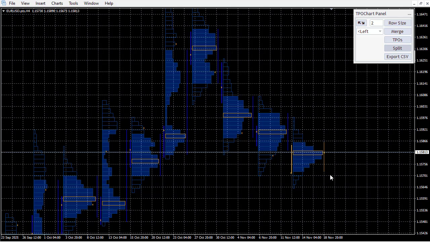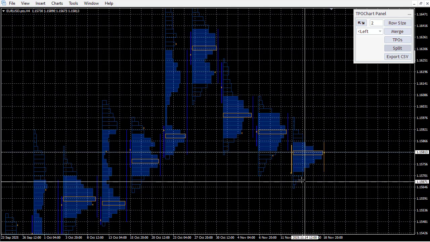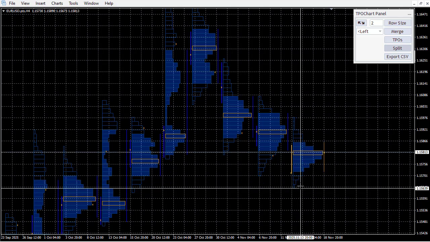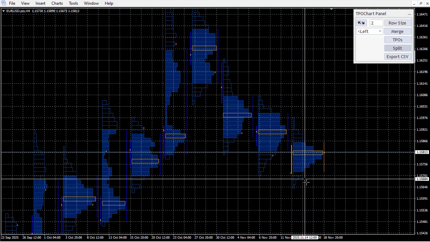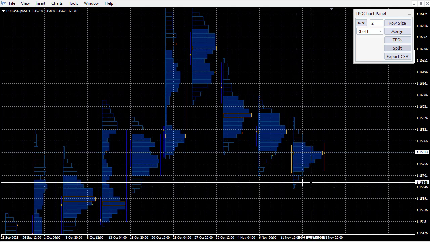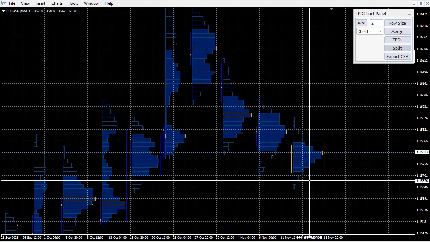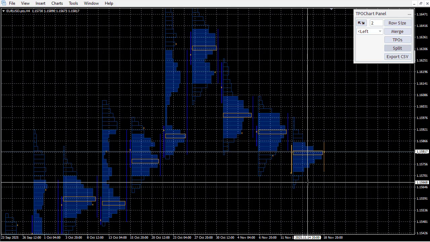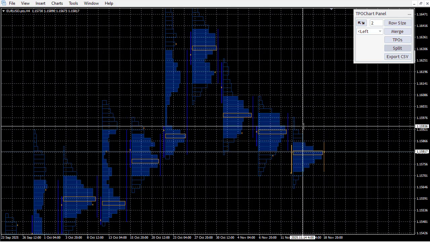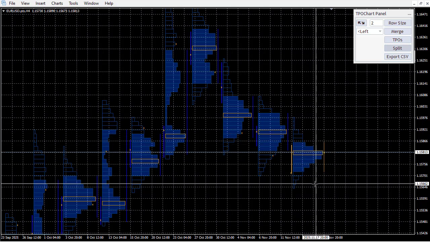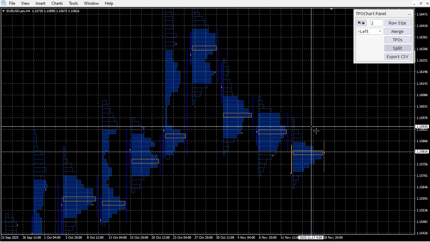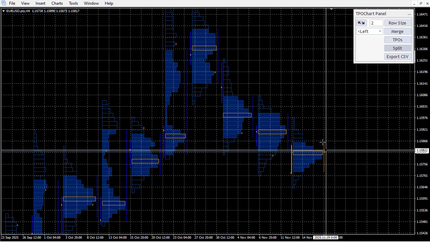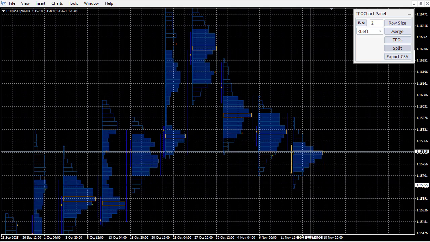You don't go long down here. Sorry, you don't go short down here. You don't wait at the bottom of a range to go short. Why? Because the buyers have an advantage to do business at the bottom, and the sellers have an advantage to do business at the highs. So as long as the range looks normally distributed, then we sell the highs and buy the lows.